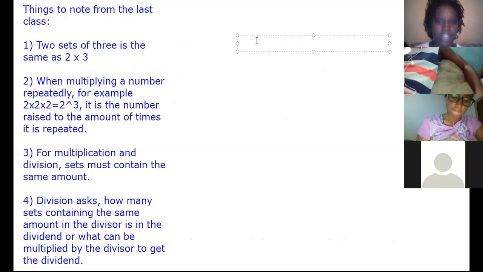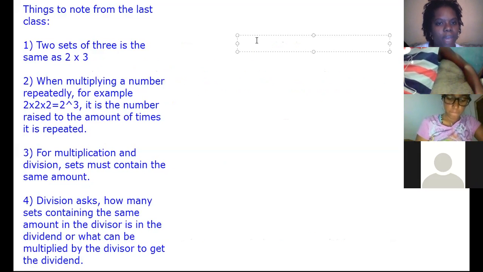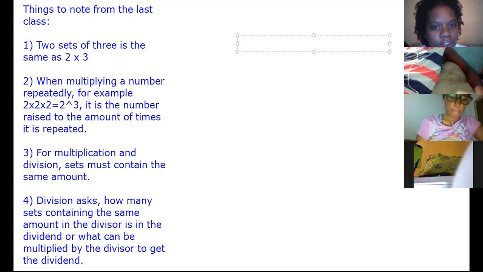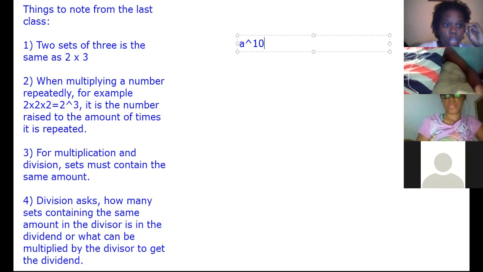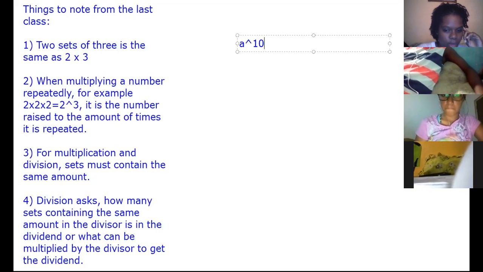We want to establish a few things. As we said, indices is basically repeated multiplication. It's just a nice way to represent repeated multiplication, all right? So if we have, for example, a raised to the 10th power, this little arrow here means raised. You just put your little superscript.